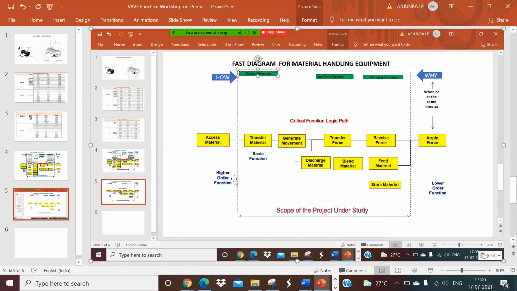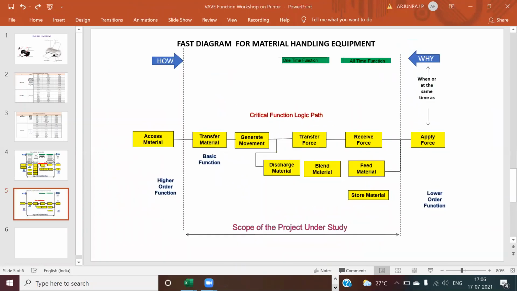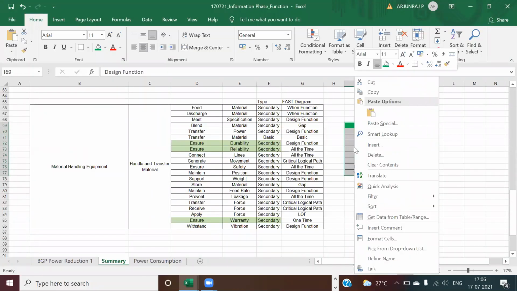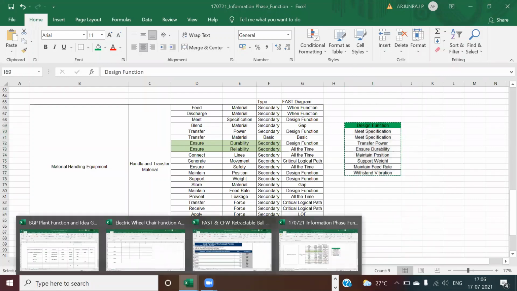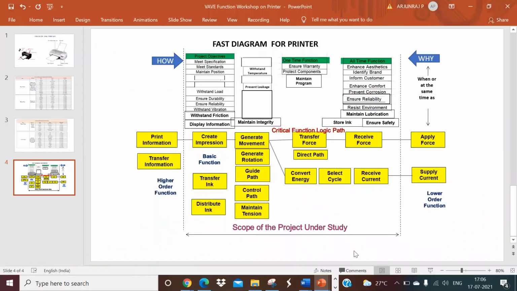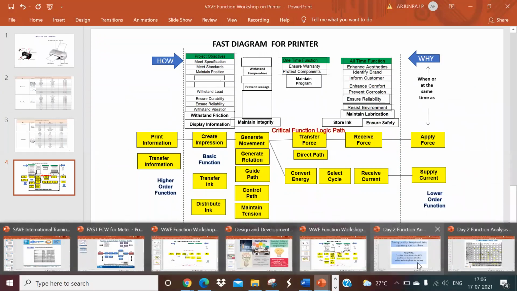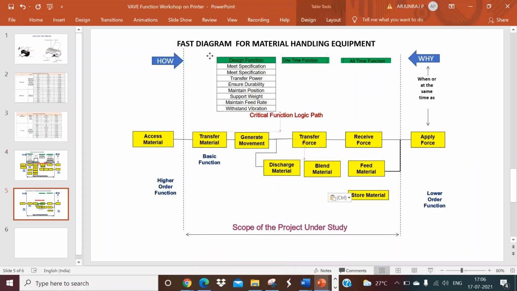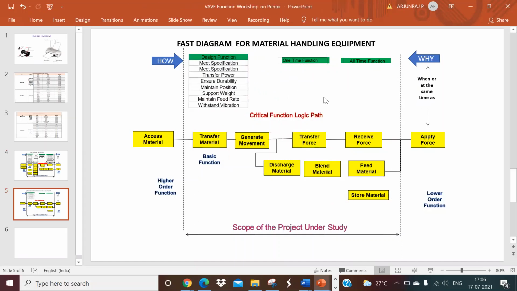I request you to please explain the relationship between the power consumption and this FAST diagram. Is it okay, sir? Let us just complete this one, then we can correlate. Yes, these are the design functions. And now you need to correlate where the store material will come, and accordingly we can complete this one.